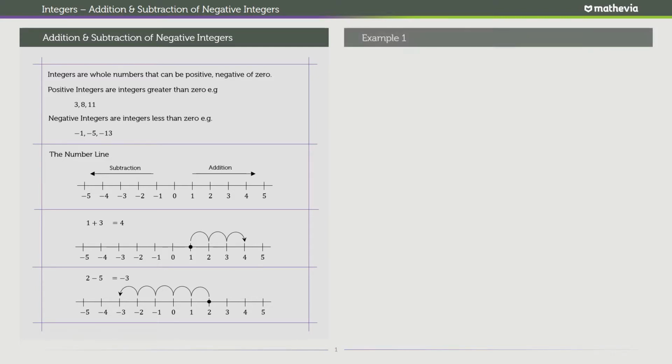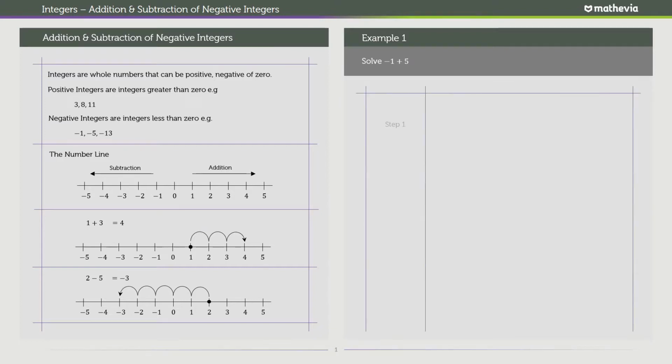Now let's do an example. Example 1, a very simple question. We have: solve -1 plus 5. We're going to do this using a number line. Now bring in this number line. Something I mentioned earlier: look at this number line. This number line is from -3 up until 5.